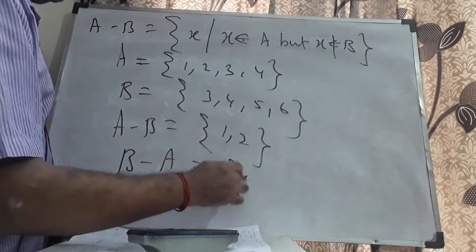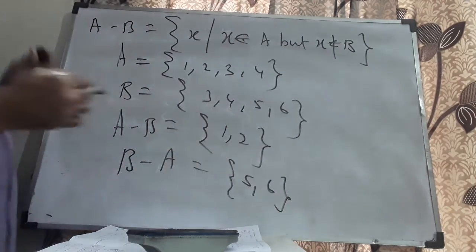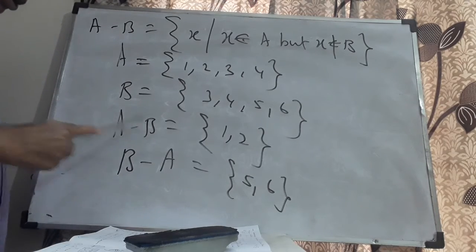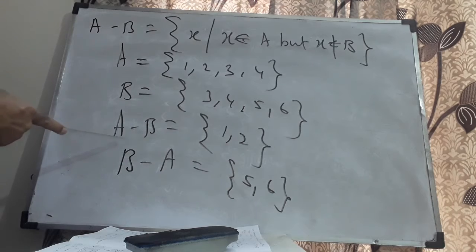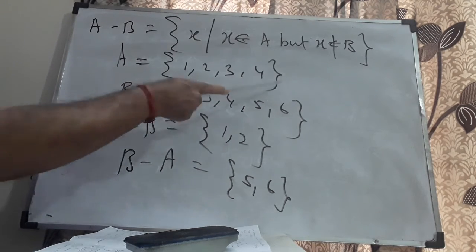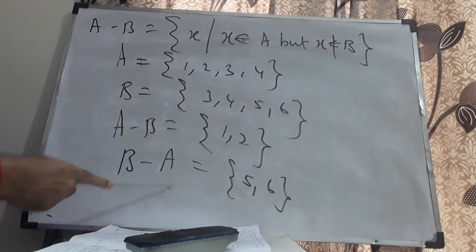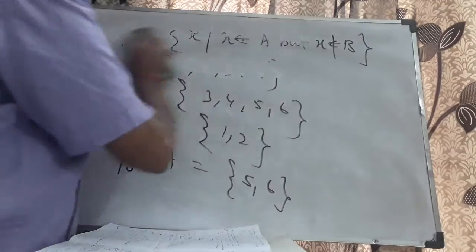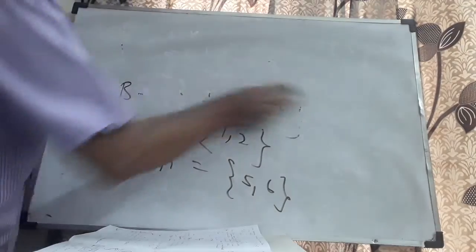B minus A will be 5, 6. 3, 4 is common for both. Therefore, all the elements of the first set other than the common elements is nothing but the subtraction A minus B. I mean to say 1, 2; 3, 4 shouldn't be written. Similarly, B minus A will be 5, 6. This is how A minus B and B minus A are explained.